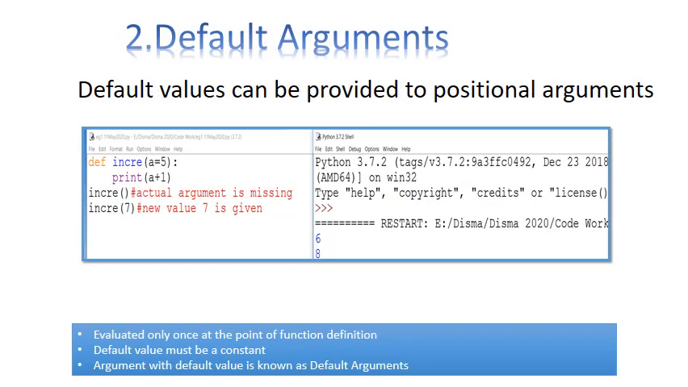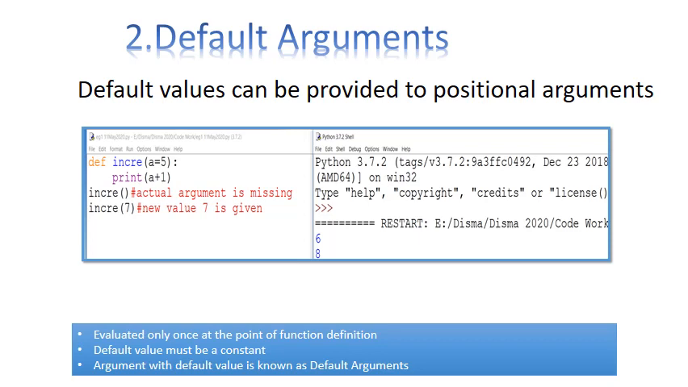Second one, we are going to see is default arguments. Default values can be provided to positional arguments. In the screenshot, you can see an increment function definition named incre, which has a single formal parameter named a with a default value 5. In that particular function definition, a plus 1 will be calculated and printed. So it is going to become 6.